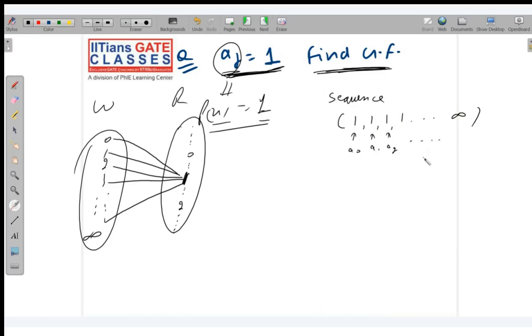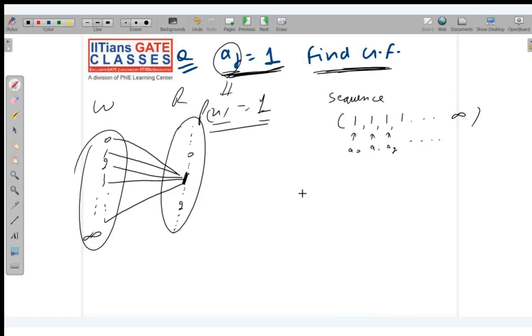They can ask the question any way they want. They will simply say numeric function a_r is equal to 1, find the generating function, or they will say this is a sequence, find the generating function. Are you getting it? Anyway, we will tell you lots and lots of ways how questions can be designed. Don't worry about it. It was the basic introduction. Please let me know if anybody is having any doubt. Clear, sir. Okay.